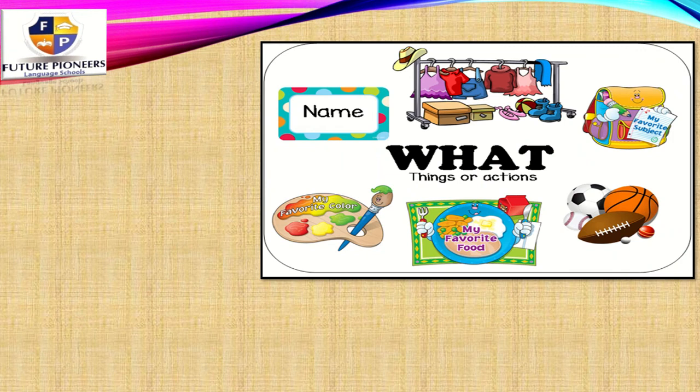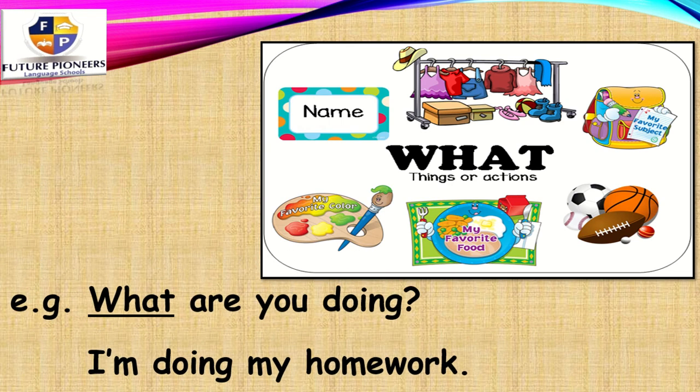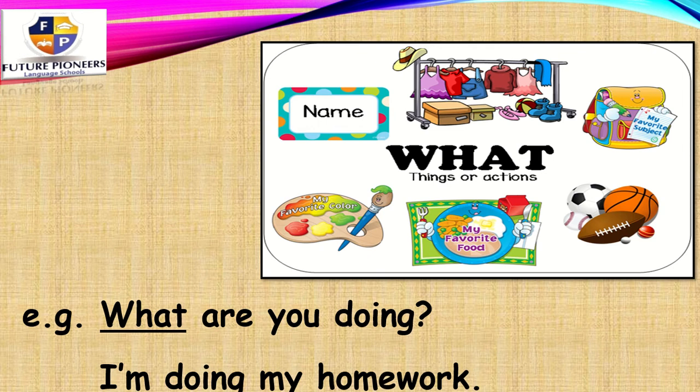What? What is always used for things or actions. Do you remember, if the subject of the sentence is a thing, I can't ask using who. I just ask using what. What are you doing? I'm doing my homework. So you are doing your homework.